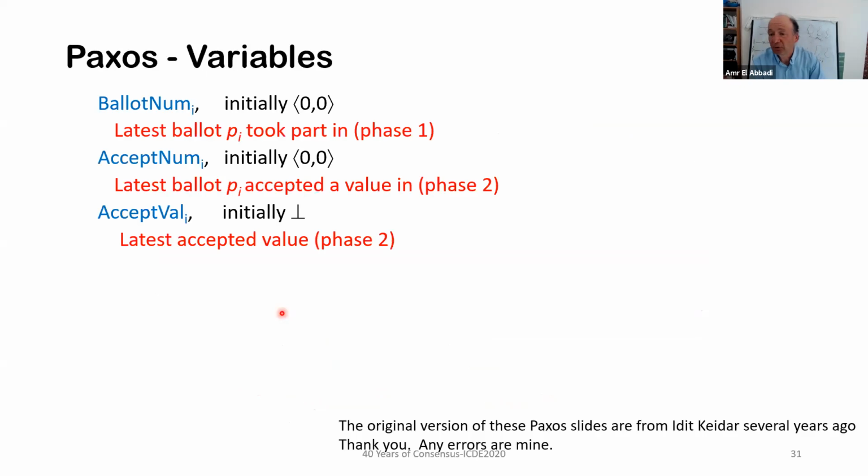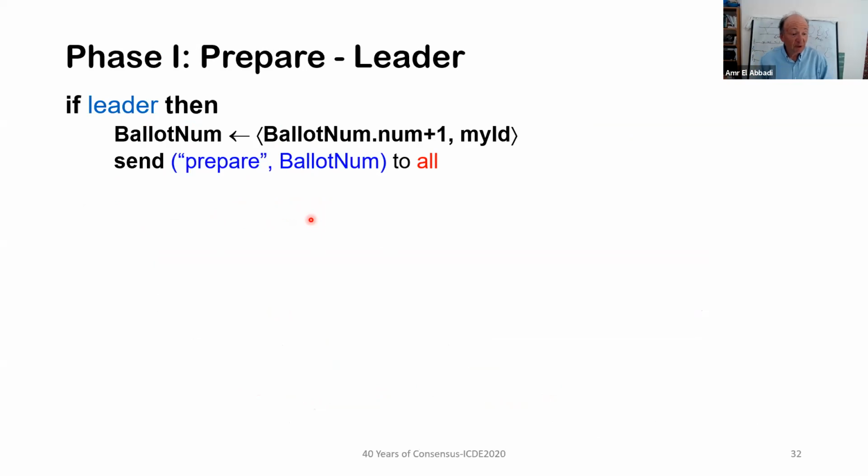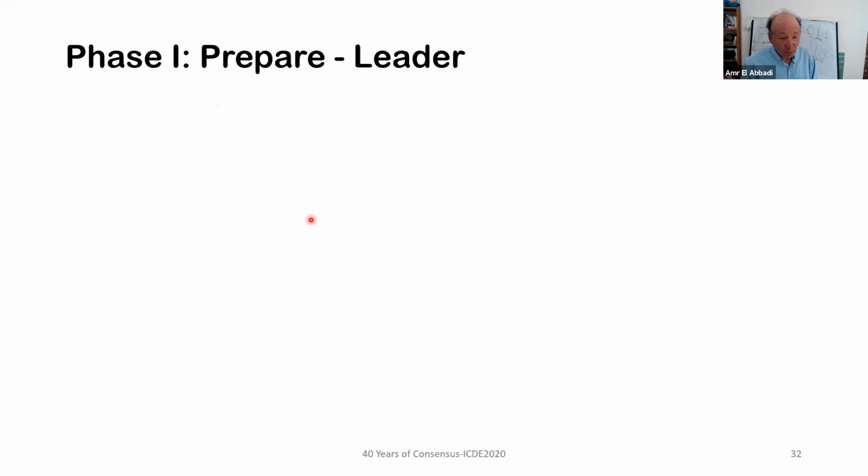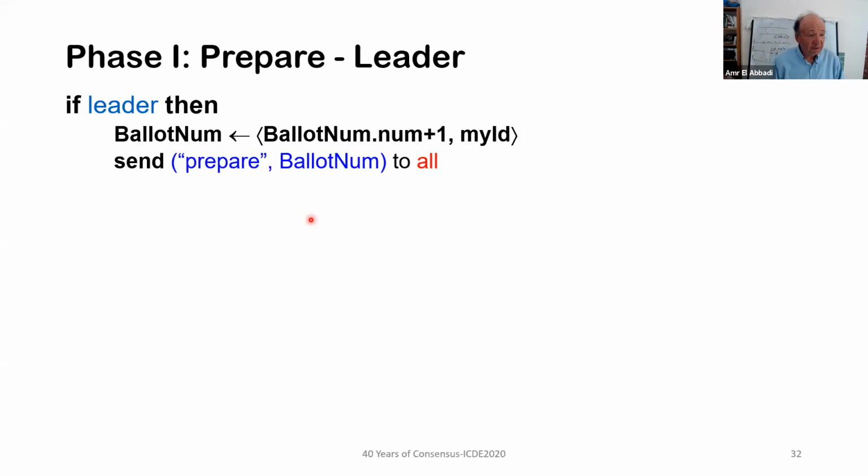So now let me give you the protocol, and I will hopefully finish in 5 minutes. I'm running over my allotted 45-minute slot. So we have a ballot number. We have an accept num, which refers to the ballot number that was last accepted by a given process. It's initially 0, and an accept val, which is initialized to bottom and is going to incorporate the accepted values that are eventually going to be accepted. These slides are inspired by slides from Edith Keidar.